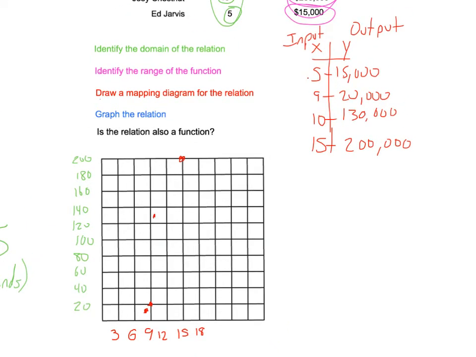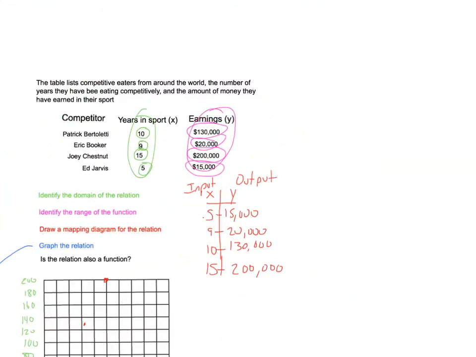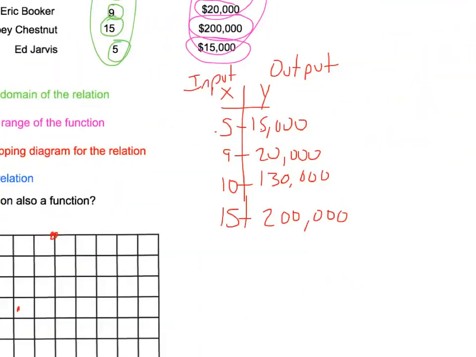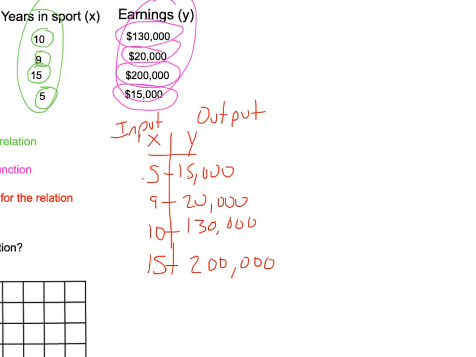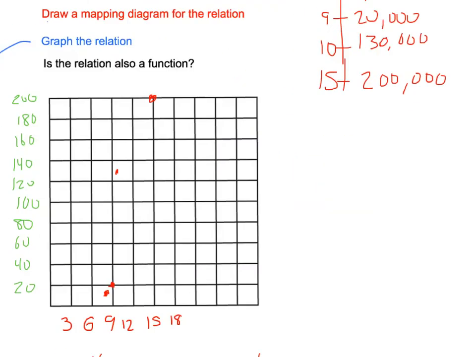We've done our mapping diagram. We also graphed it here, should have really done it in blue to keep everything color coordinated, but there's our graph. And now we see if the relation is a function. So again, we can go to the mapping diagram and figure that out, or we can go to the graph. Let's go to the mapping diagram. Is every input paired with only one output? Well, yeah, 5 only goes with that. 9 only goes with 20,000, 10 only goes with 130,000, 15 only goes with 200,000. So yeah, we can tell from the mapping diagram it is a function.